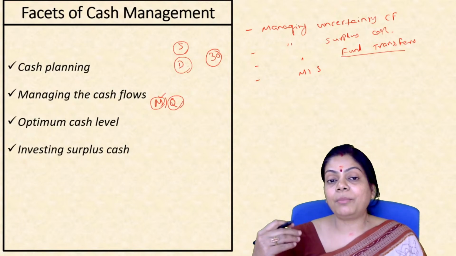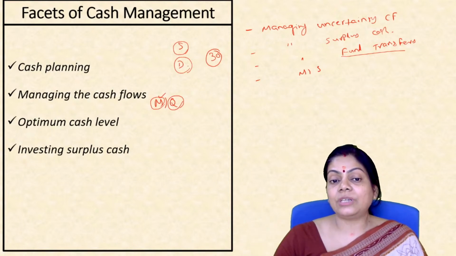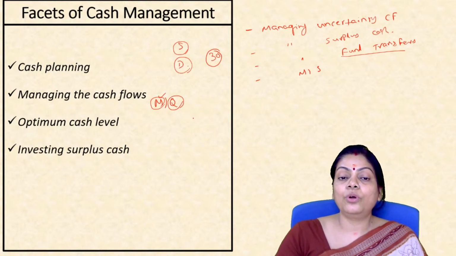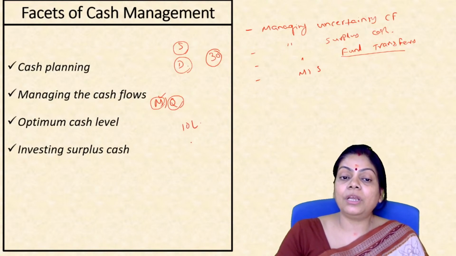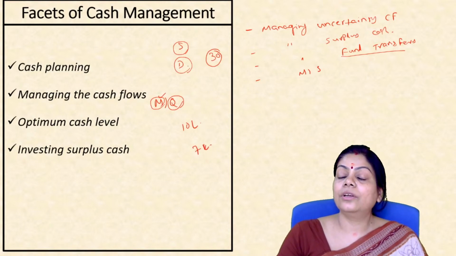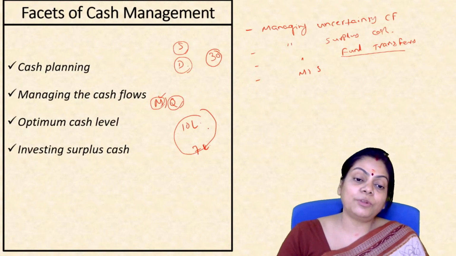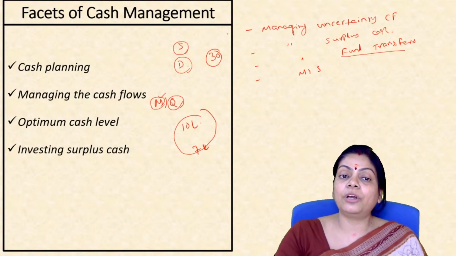Correct? And suppose at the end of the period I come to know that there is a deviation. I was supposed to have, let us say, 10 lakh. Now I am observing that there is a collection of only 7 lakh. So if this is the problem in the collection, the entire cash budget surplus will now become a deficit.